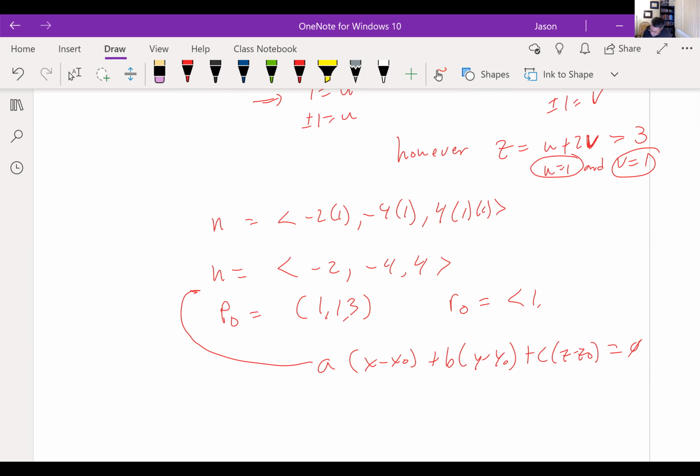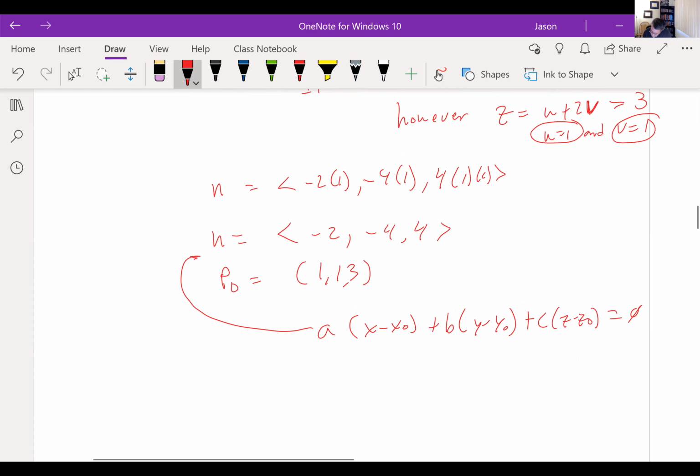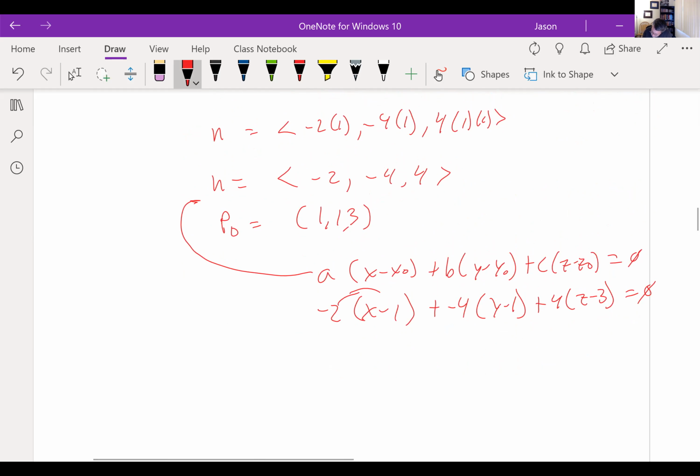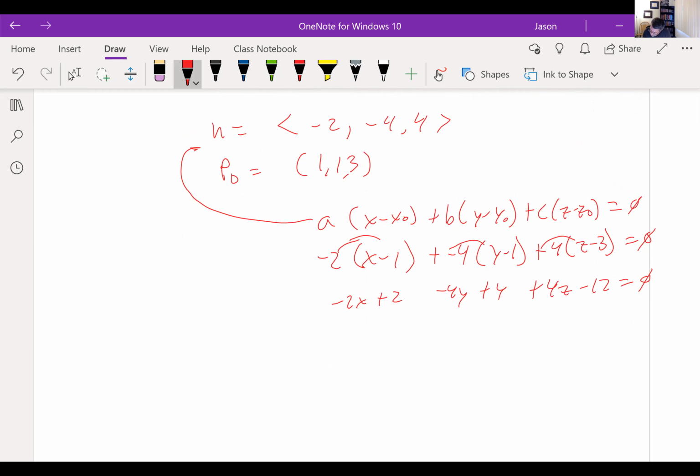Okay, and x, y, z. I didn't even have to do this, it's fine. Okay, so this is a, b, and c of my normal vector. So this is negative 2 times (x minus 1) plus negative 4 times (y minus 1) plus 4 times (z minus 3) is equal to 0. Okay, distribute. I get negative 2x plus 2, negative 4y plus 4, and 4z minus 12 is equal to 0. Okay, so this is going to give me negative 6.